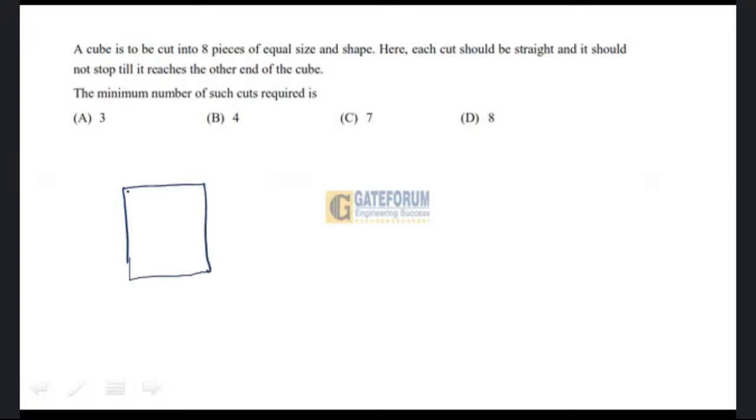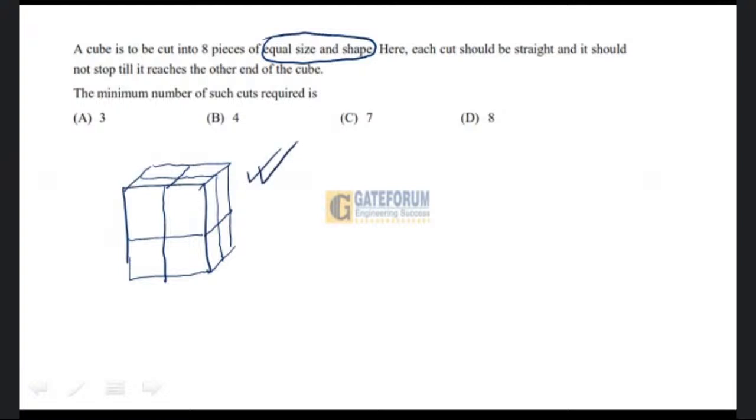See, if this is a cube and if you want to make into 8 pieces of equal size and shape, you apply these cuts along the 3 different planes. See, and you get 8 equal. If you want to get equal size and shape, then this is the minimum possible. Okay, maximum there could be many. You could have applied like slicing a bread, you could have applied 7 cuts like that, but this would be the minimum.